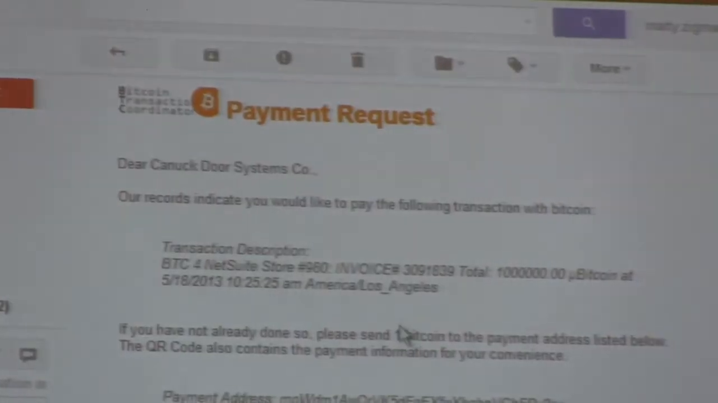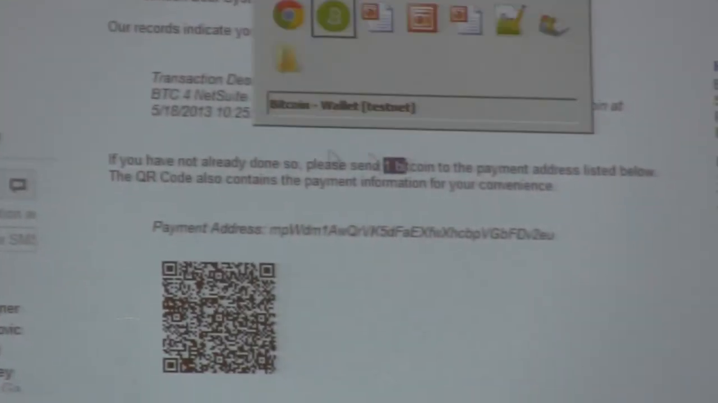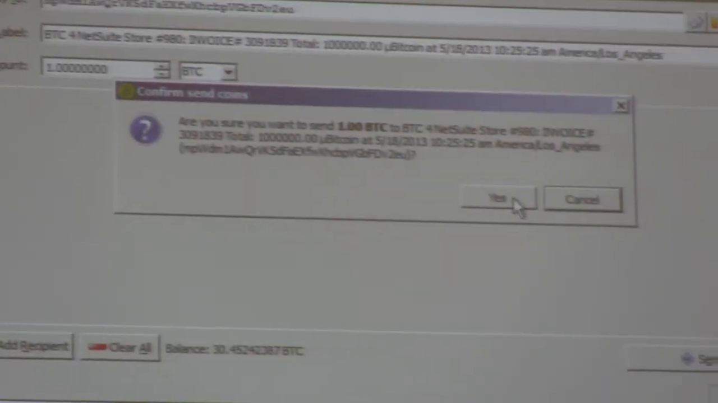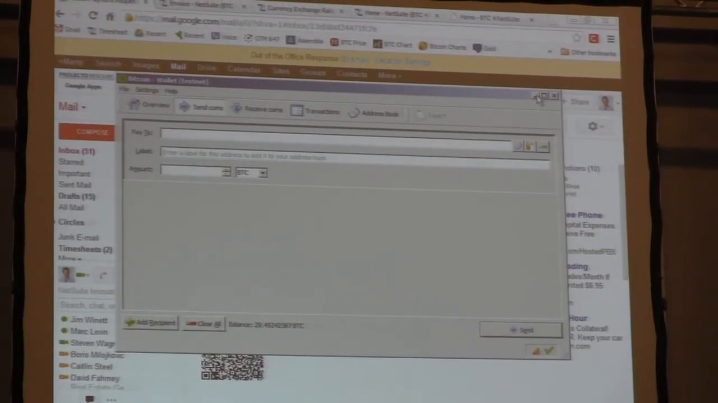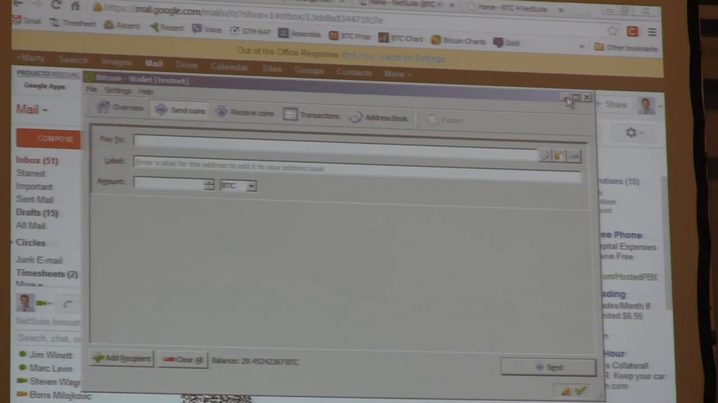And I see right here it's saying send one Bitcoin, which we set up there. I'm going to hit send. Great. Now, the next part of this I kind of call the Bitcoin transaction coordination, because we don't want to ship the good until we know the monies have been received, right?